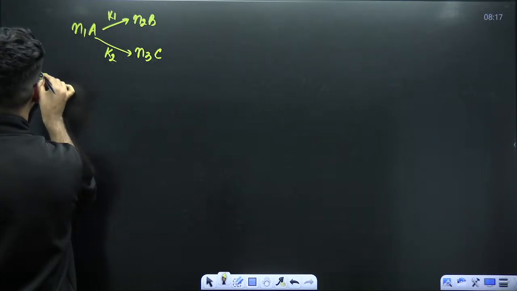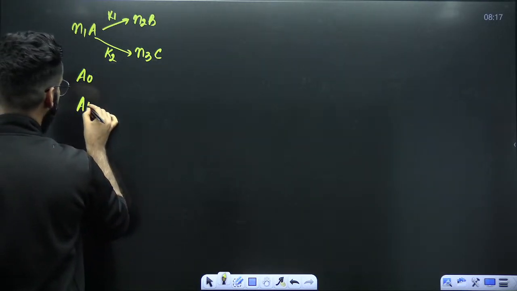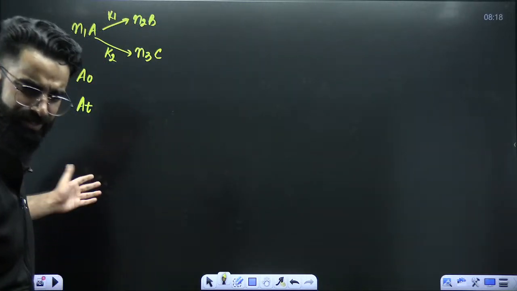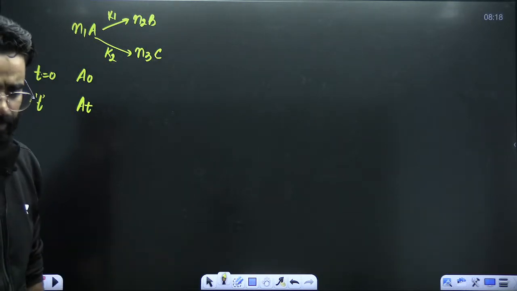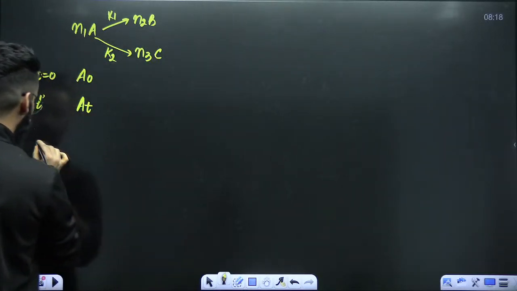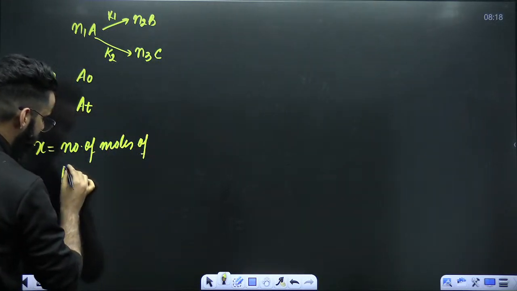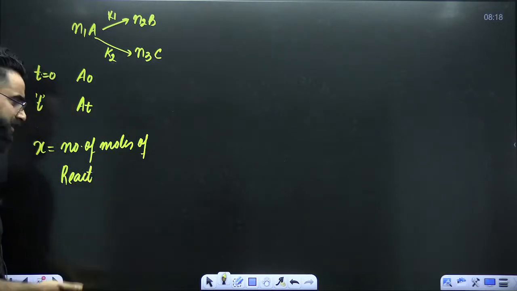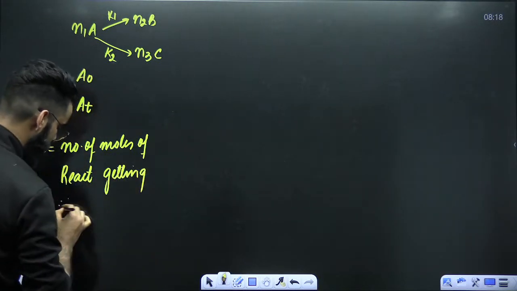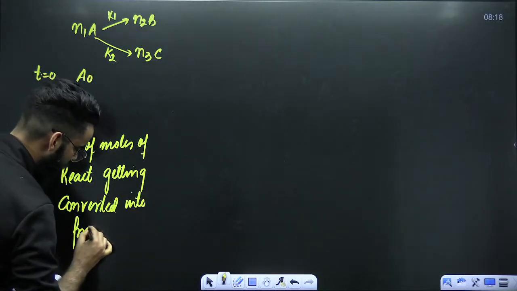At time t equal to 0, the moles of reactant is A0. At time t, the moles of reactant left is A. These can be moles, they can be called concentration, they can be called pressure. The choice is all yours. Try to understand what exactly I'm going to do. I'm defining a term X. What is X? X are basically the moles of reactant. X you can call either as moles or concentration or pressure. I'm right now calling it as moles. Moles of reactant getting converted into products at time t.